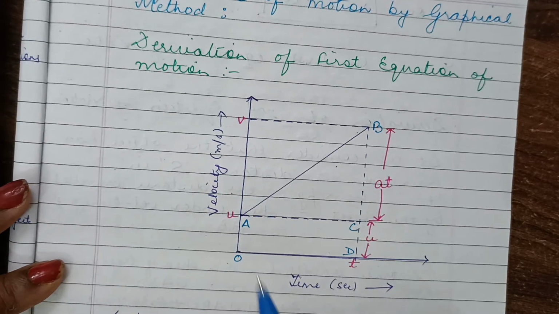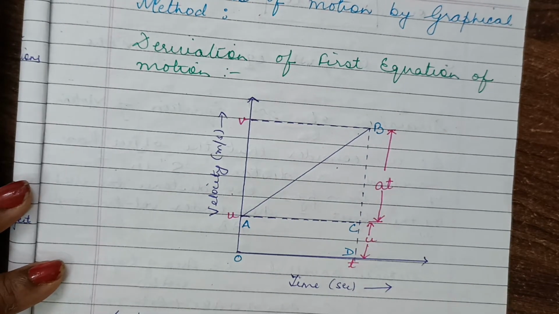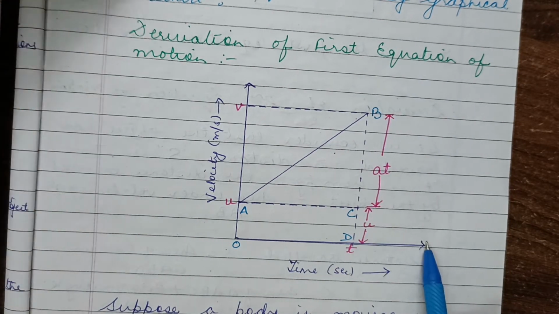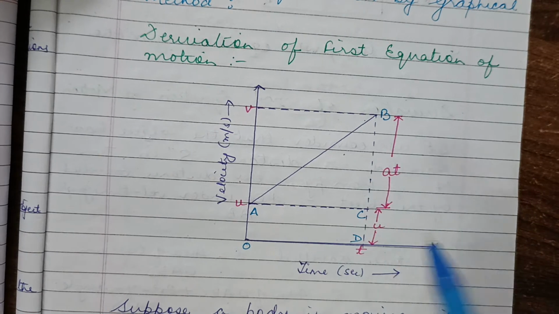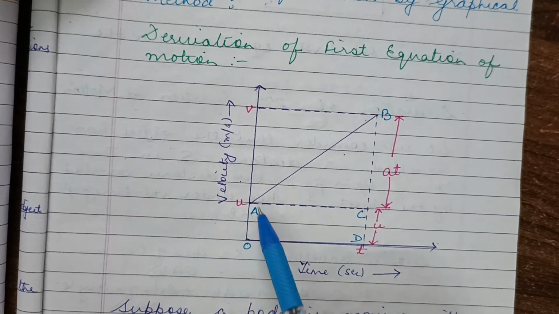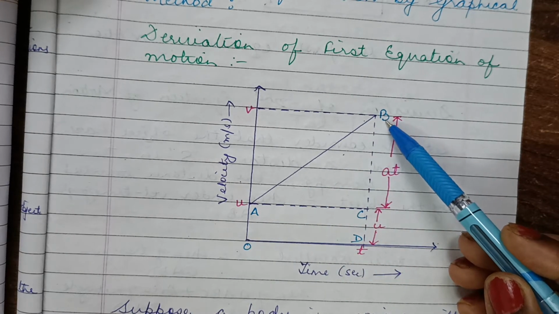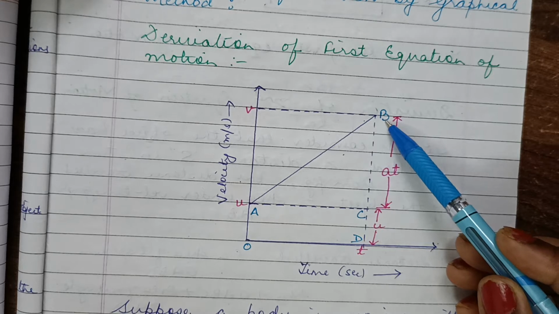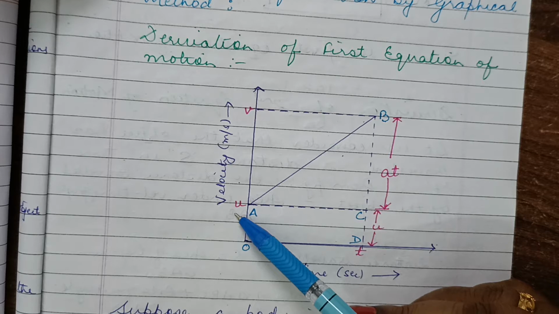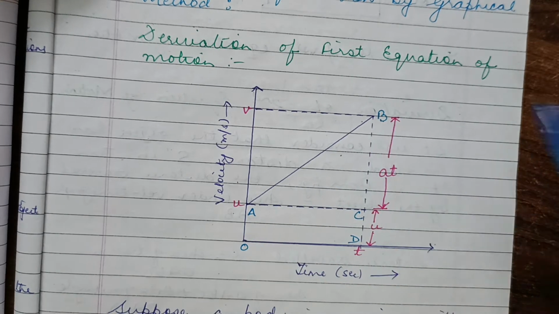Let us derive the first equation of motion. Now what is the first equation of motion? v equals u plus at. Now this is the graph which we have shown. Suppose a body is moving with initial velocity u at point A and attains a final velocity v at point B in time t. Suppose the body initially at A was moving with initial velocity u, then it reached point B with final velocity v at time t.